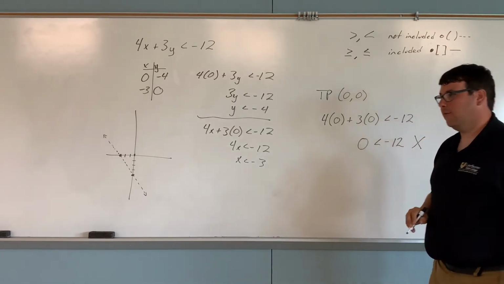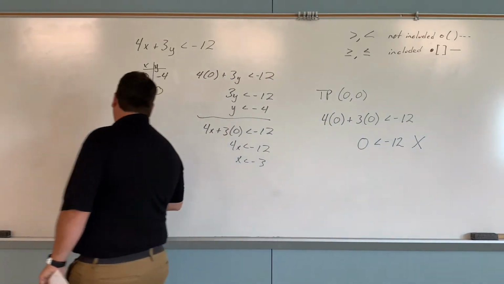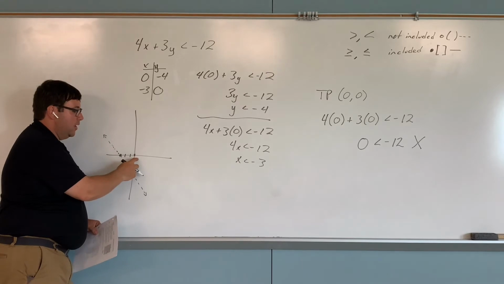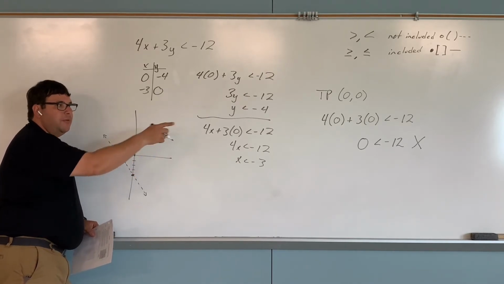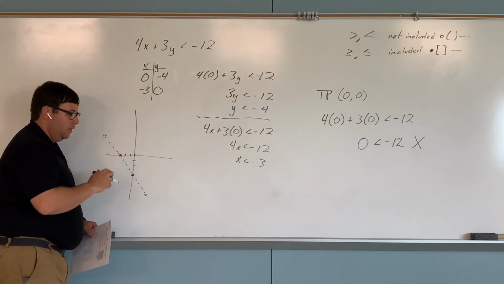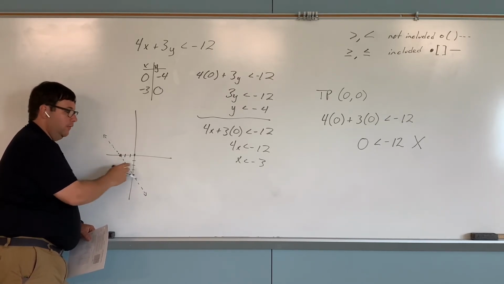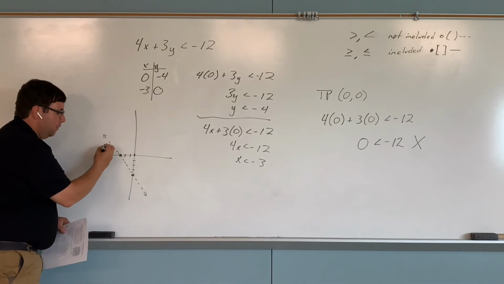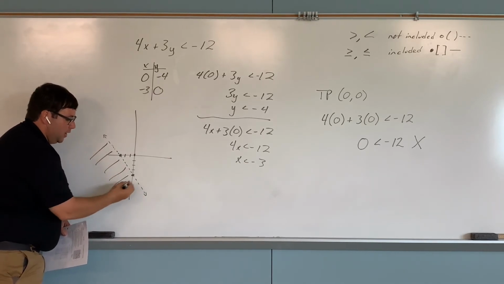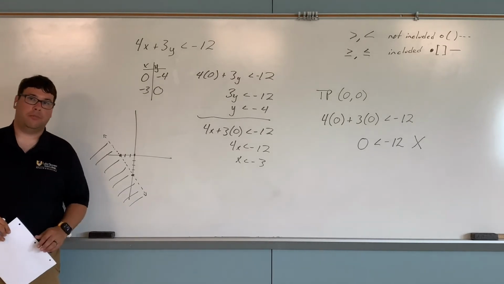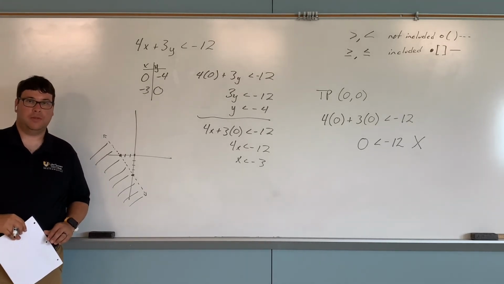So what does that mean for me? My test point was right here. It proved to be false, meaning the other side of this line is true. So if this side was false, this side must be true. I shade on the side of truth because those are all part of my solution set.